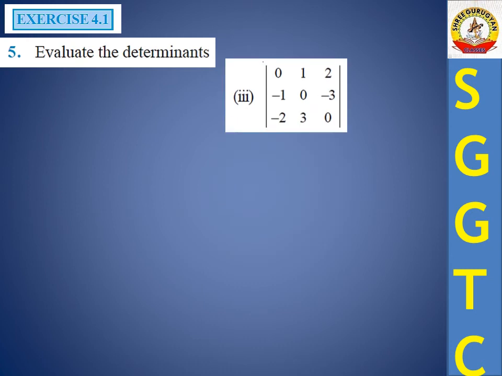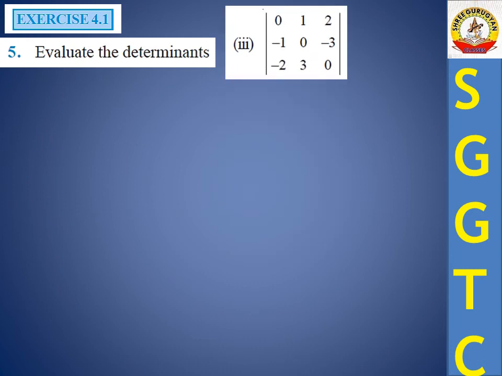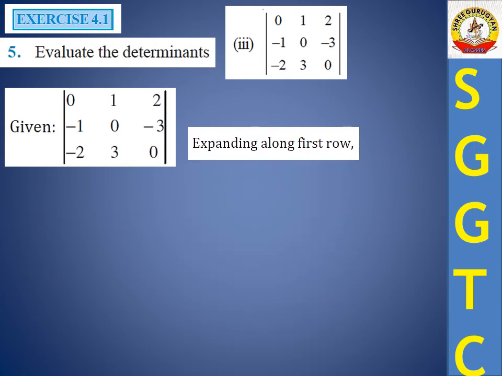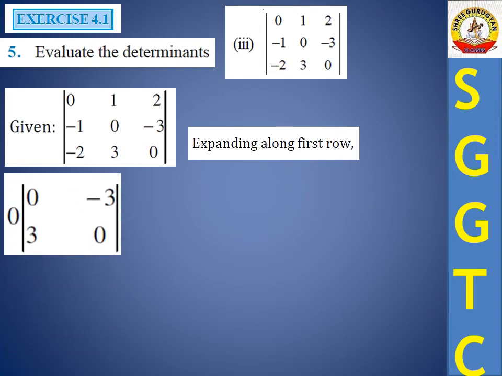Again 4.1, continue, fifth, third one. Here also the same given determinant is utilized and apply the rule of expanding along the first row. Students, for the first row I calculate with the 0, 1, 2 elements in this solution. So first I take 0. So the related data 0 minus 3, 3 0 are pending.